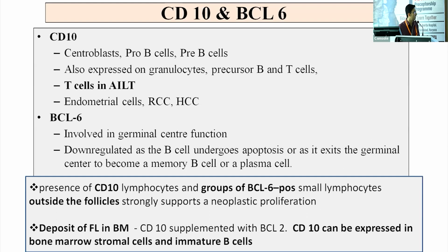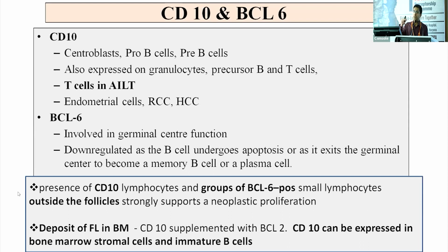BCL6 is basically involved in germinal center formation, and it helps in immunoglobulin gene rearrangement. Yes, this is important. I would like to discuss one aspect: the presence of CD10 positive lymphocytes and groups of BCL6 positive small lymphocytes outside the follicles. That is also important. In follicular lymphoma, the CD10 positive cells spill over out of the follicle and come into the interstitium as well.